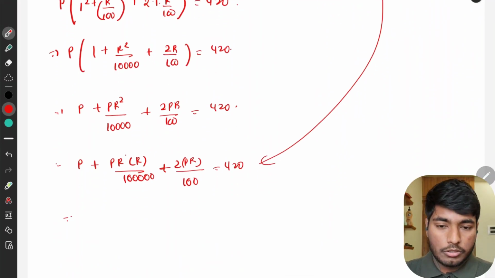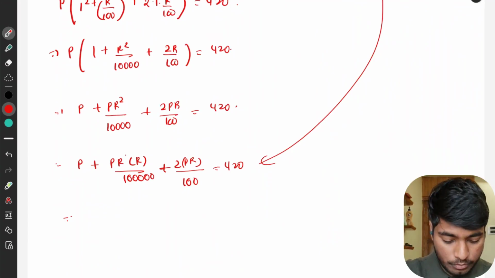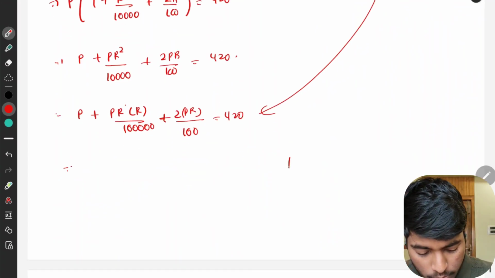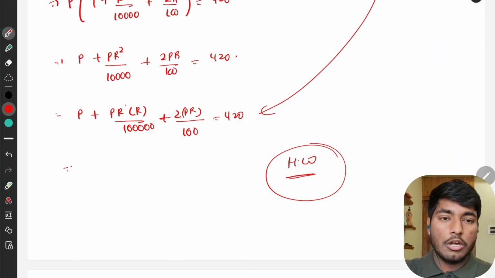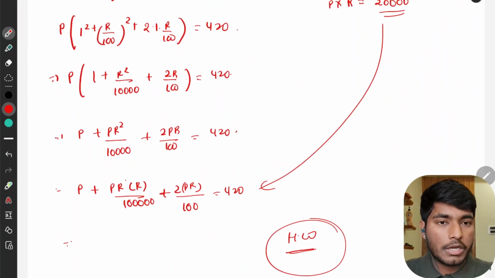So I hope guys you understood this question. Solve this as your homework. Believe me, this is not a hard question. So with this we are done with the topic of simple and compound interest.